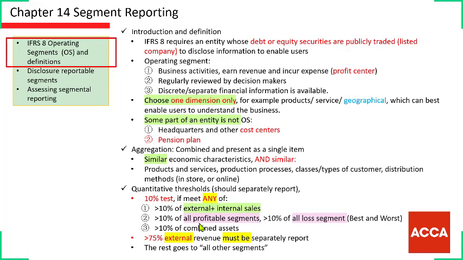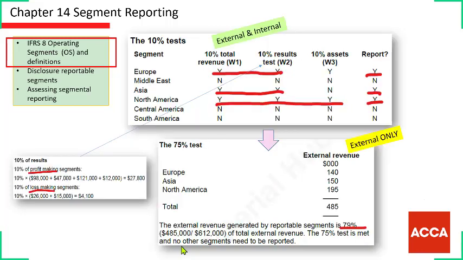And eventually we should evaluate the total external revenue. If we add up all the separately reported segments together, they should represent more than 75% of your external revenue. In that way, we can make sure it's not too detailed and not too general.